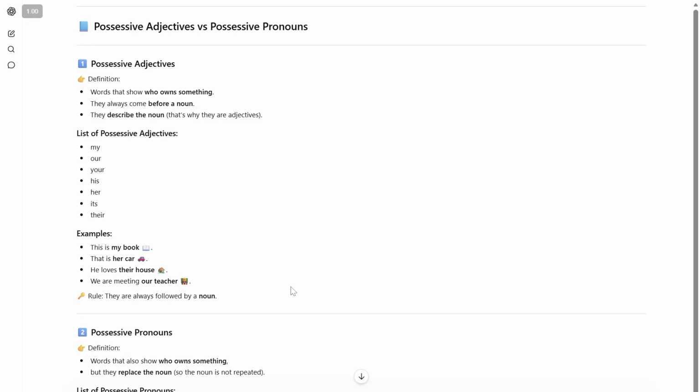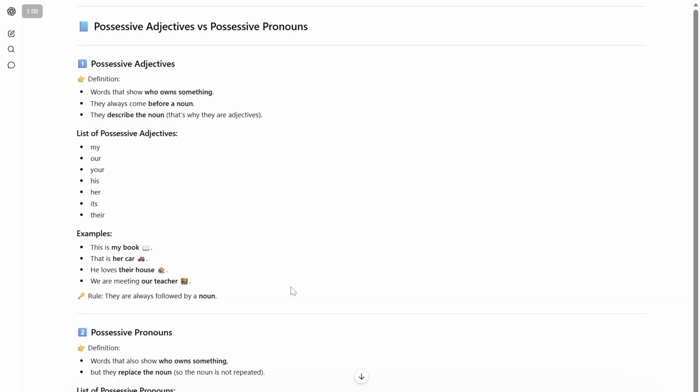Possessive adjectives versus possessive pronouns. Possessive adjectives definition. Words that show who owns something. They always come before a noun. They describe the noun, that's why they are adjectives. List of possessive adjectives. My, our, your, his, her, its, their. Examples. This is my book. That is her car. He loves their house. We are meeting our teacher. Rule. They are always followed by a noun.